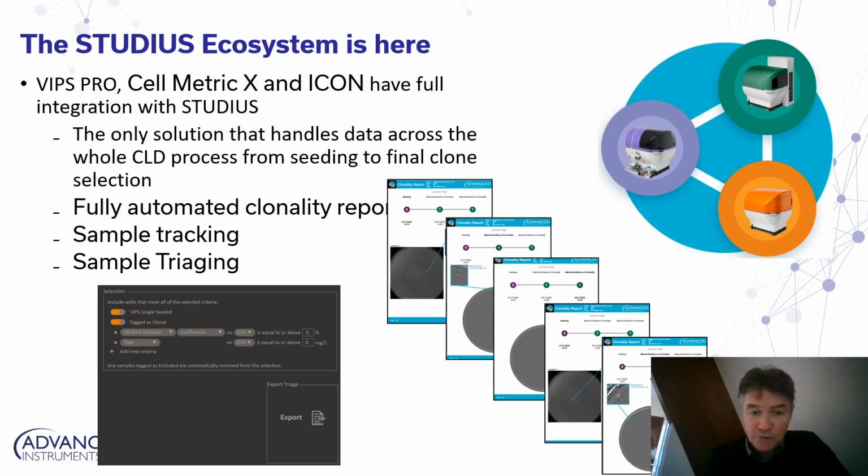We can also triage based on the confluence level. So, for example, select only wells that have a confluence above, say, 70% at day 14. Or indeed, we can also triage based on titer and productivity, and we can have all of these different factors included simultaneously.